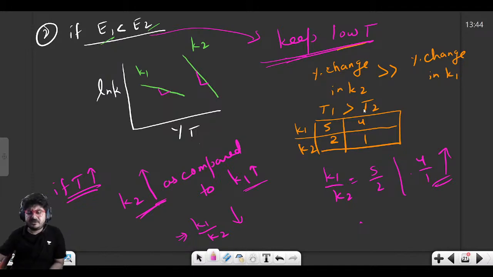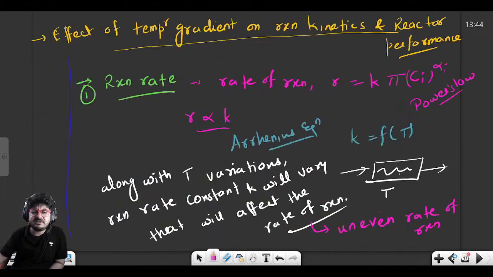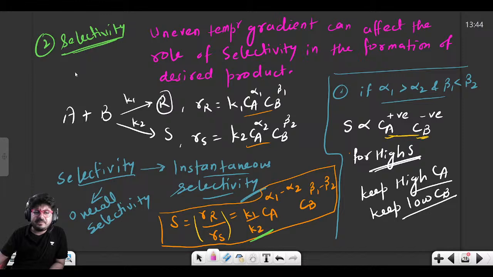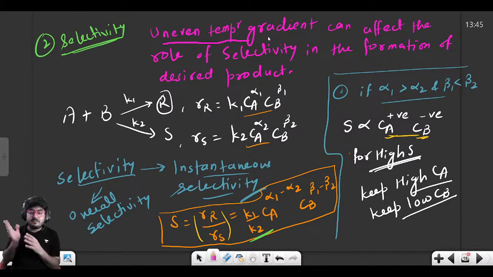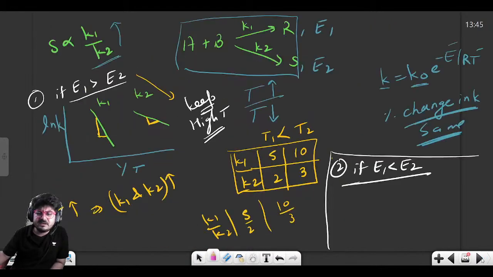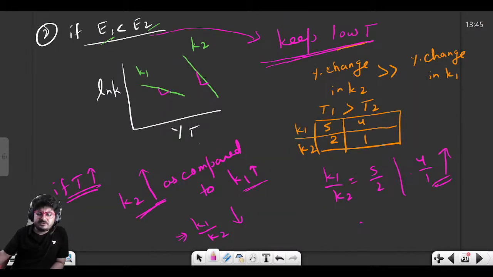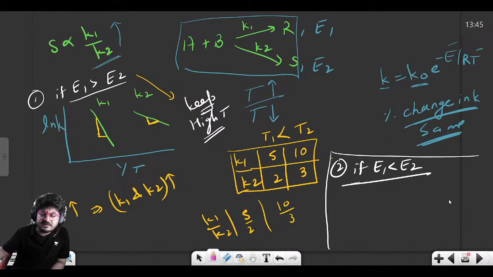So that was the point when we were talking about the variation in temperature gradients. If we have an uneven temperature gradient, you can understand the changes in K1 and K2 values will be uneven as well. And it is also possible that the selectivity may increase or decrease unevenly during the process. So obviously that will affect the performance, the formation of desired product.